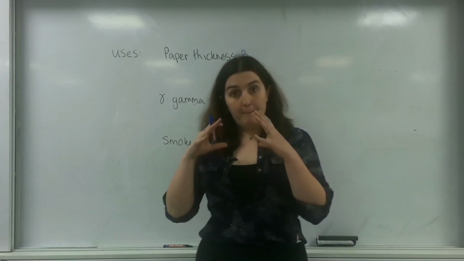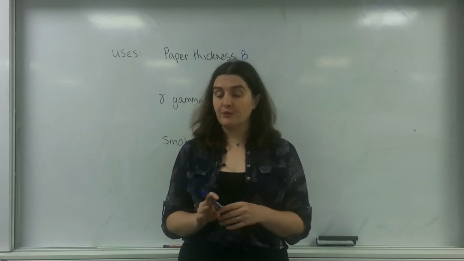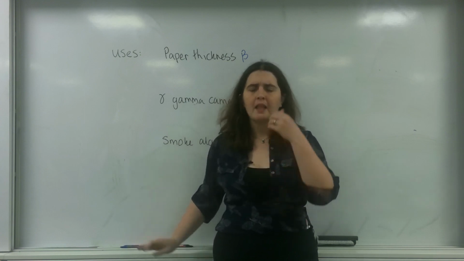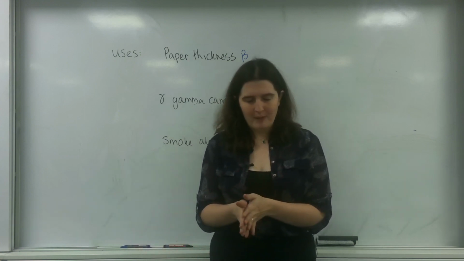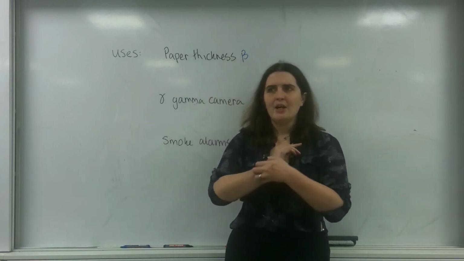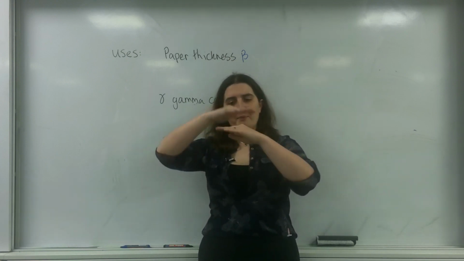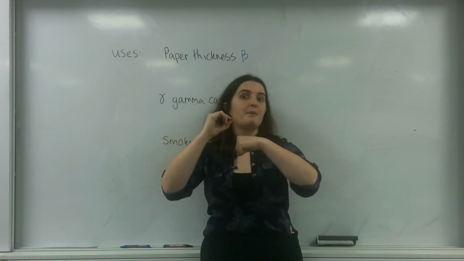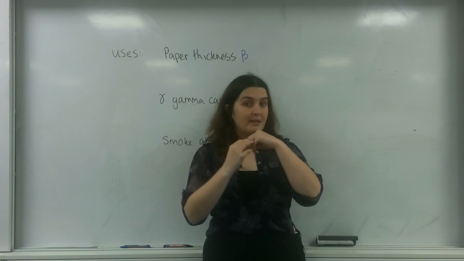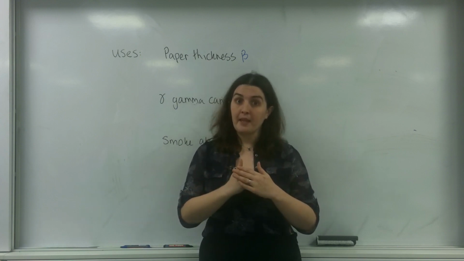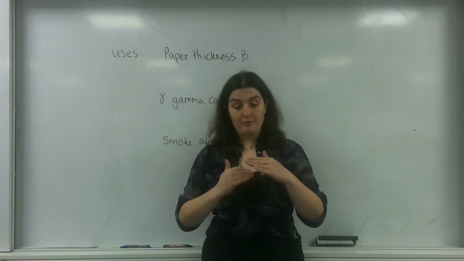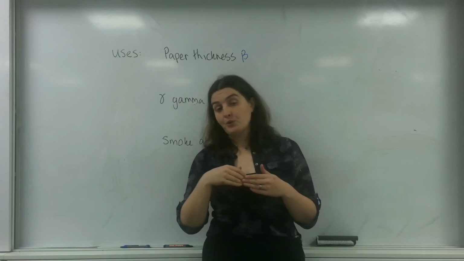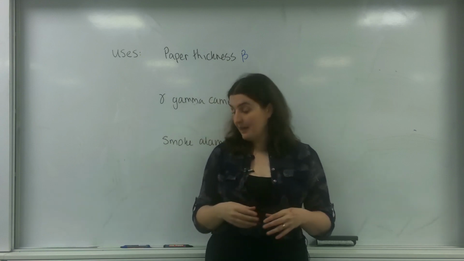Now, beta radiation is really useful because beta radiation is not stopped by paper. So beta is not stopped by paper, which means that if you put a beta source underneath a piece of paper, as the thickness of the paper increases, the amount of beta will slightly decrease. And what you can do is monitor the amount of radiation that goes through the paper, and from that be able to work out how thick the paper is.